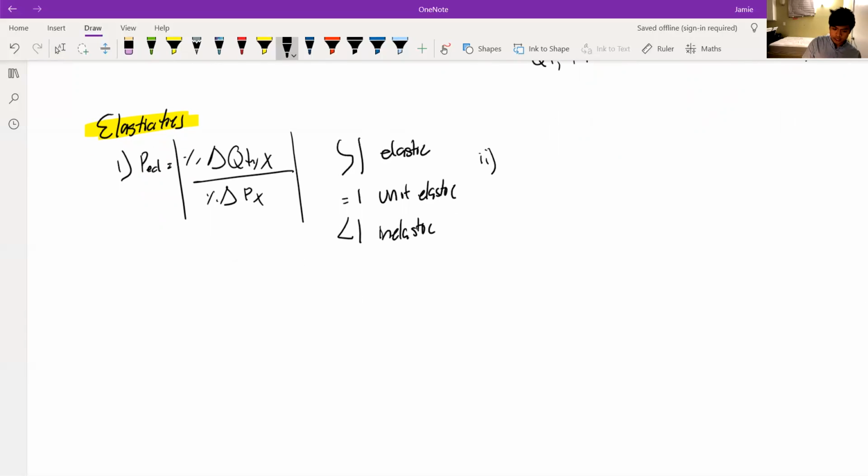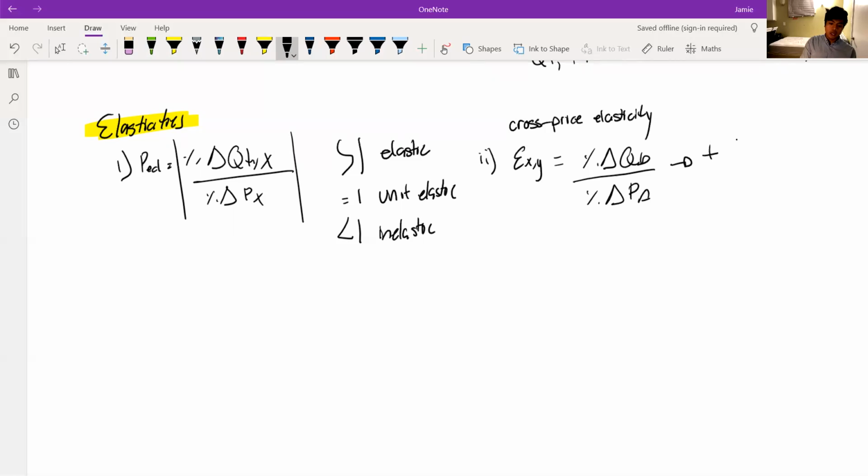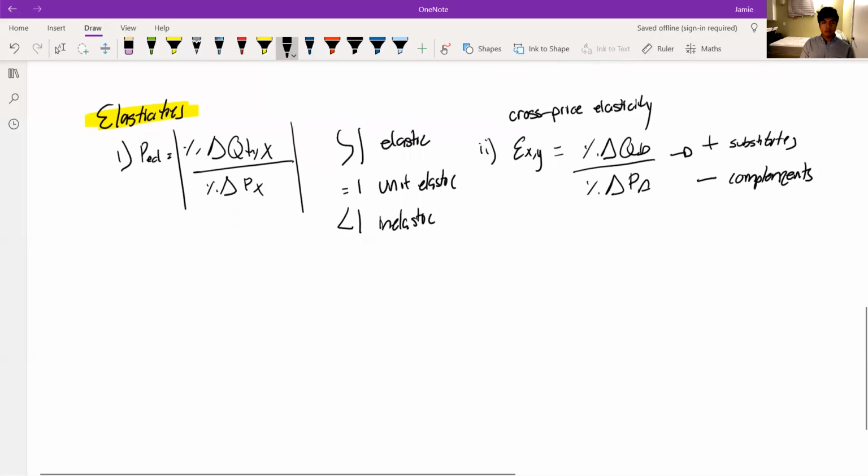It could be cross price elasticity, X to Y. That is pretty straightforward. Percent change in quantity of B over the percent change in price of A. If this value is positive, then that is said to be a substitute. Okay. If it is negative, we're not taking the absolute value, it is a complement. So substitutes are chocolate and candy. Complements are ice skates and skate sharpeners. Buy one, you buy the other.